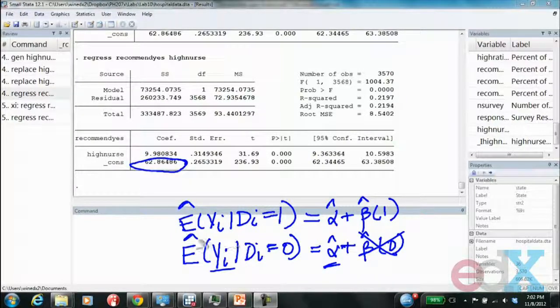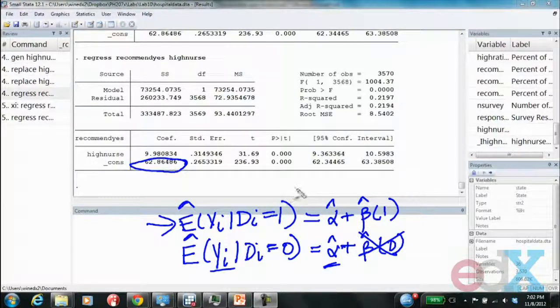Now moving on, looking at the estimated expected value of yi when di equals 1, it's equal to alpha plus beta hat. So alpha plus beta hat is the average percent of patients who always recommend a hospital when at least 75% of the patients say that the nurses always communicated well. And alpha plus beta hat, this group mean, is equal to 72.9%.